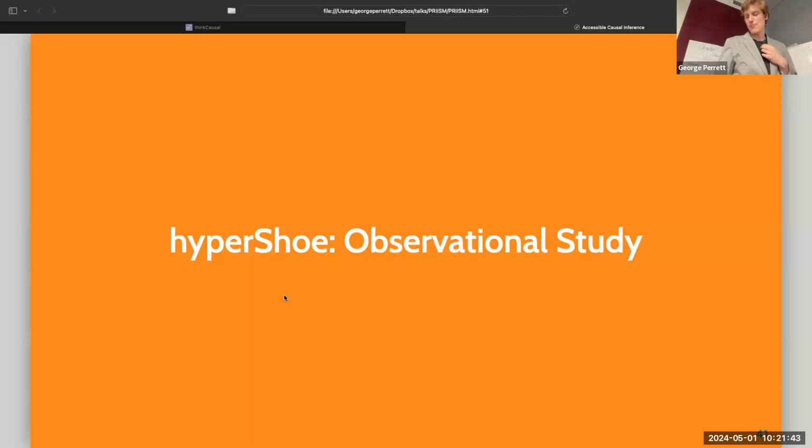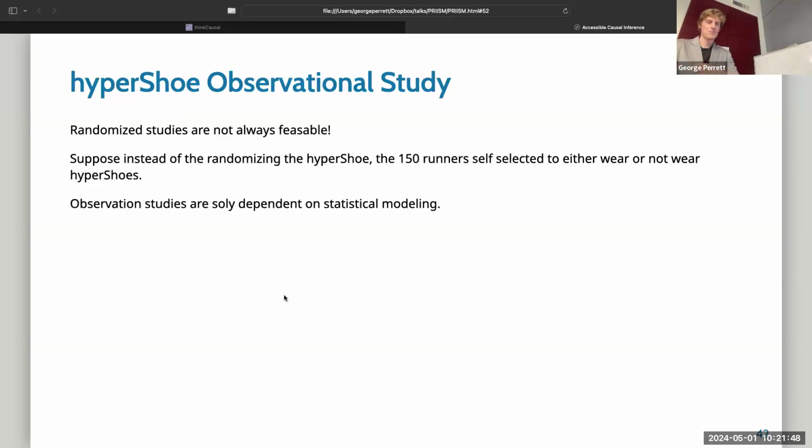Things get much more complicated when we move to thinking about observational studies. Randomized studies aren't always feasible. Why is that? Well, suppose that professional runners are really invested in finishing as quickly as possible, and they think that this new shoe can give them an edge. They're not going to agree to enroll in a randomized study where they know that there's some probability that they may be put at a disadvantage. And so very few people, particularly professional runners, would want to enroll in such a study. So in a lot of cases, we just aren't able to get the data.